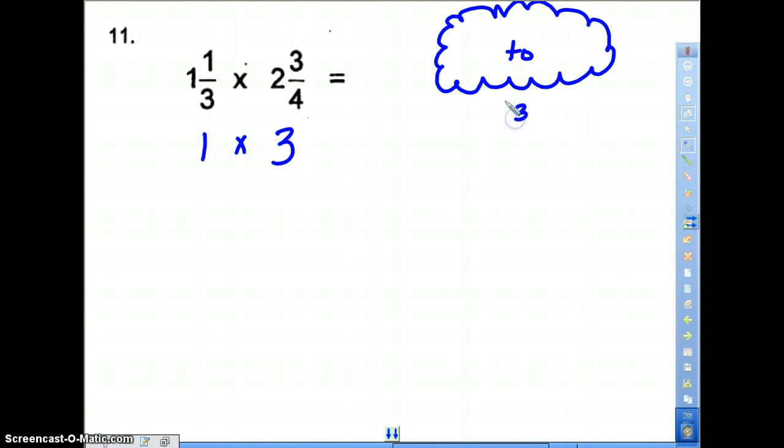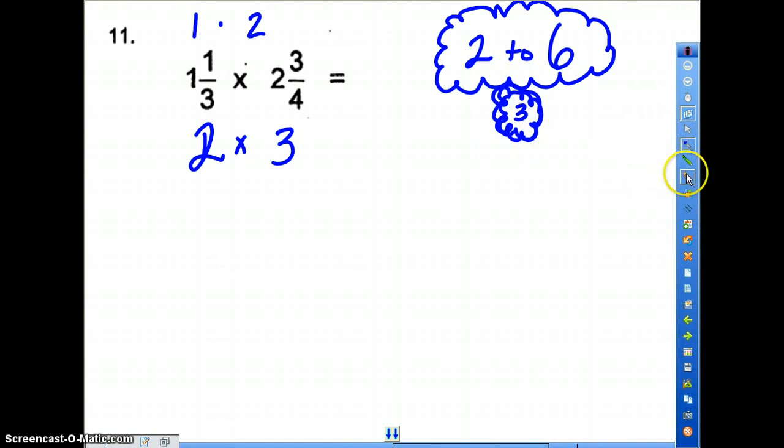Let's put 3 here in its own separate little cloud. If I rounded this up to 2, I know definitely on the high end the answer's 6. I definitely know my answer is not 6 because I rounded both of those up. 6 is too high. All right, I'm thinking it's more like 3 maybe. If I round both of these down, I have 1 times 2, which is 2, and I know that's too low. So put that in there. I'm really thinking my answer should be somewhere around 3. All right, so let's do the math.